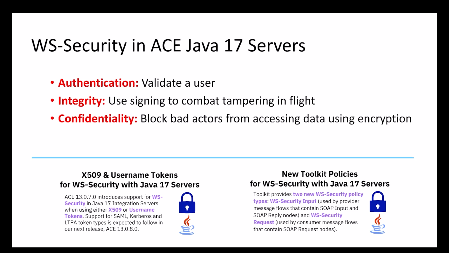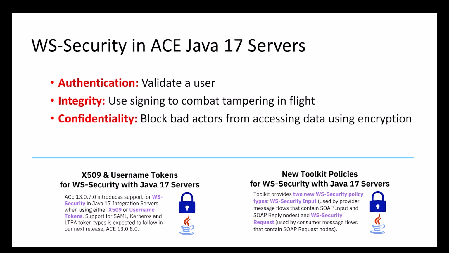Authentication uses a security token inserted in the request message to validate a user and determine whether a connecting client is valid in a particular context. ACE 13.0.7.0 supports 2 types of security token for authentication: username tokens and X509 certificates.